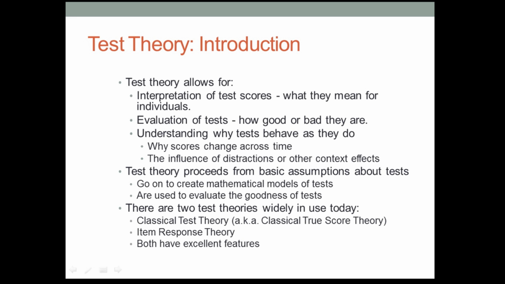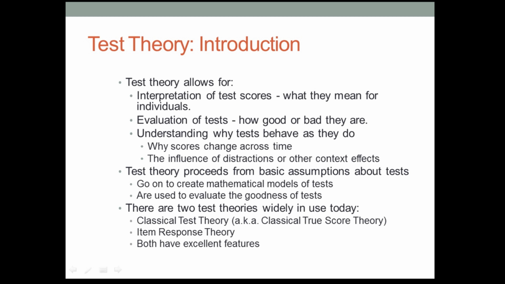Test theory basically proceeds from basic assumptions about tests. It creates mathematical models of how those tests perform, and those models are used to evaluate the goodness of the test. Now, there are 2 kinds of test theories that we need to deal with, which is unfortunate, because if I were given this class in the 1990s, I would probably only talk about one kind of test theory, and that would be the first one listed here, classical test theory, otherwise known as classical true score theory.